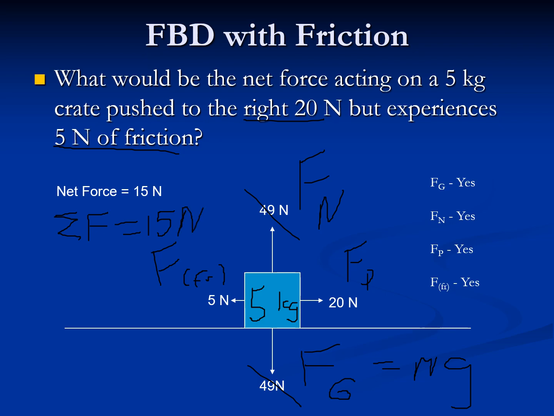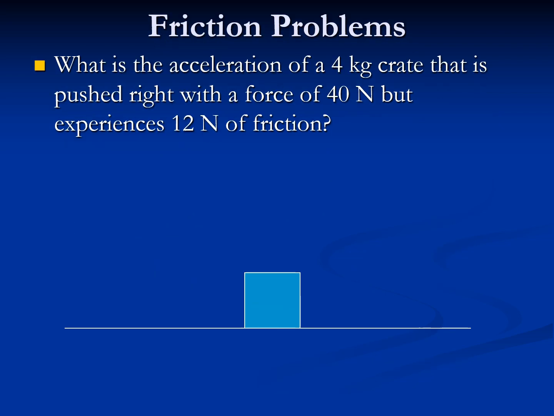What way is the net force going? It's going right, because the 20 is bigger than the 5. There you go. Let's keep it moving. Okay, so here's another example problem, but this time I'm switching a lot up on you. One, we're no longer having the mass being 5. Now, the mass is going to be 4.